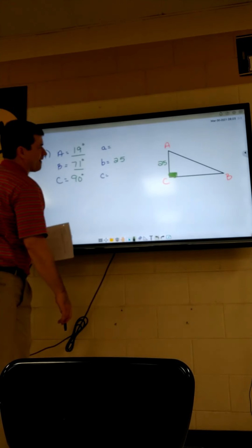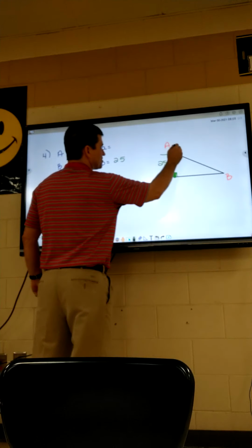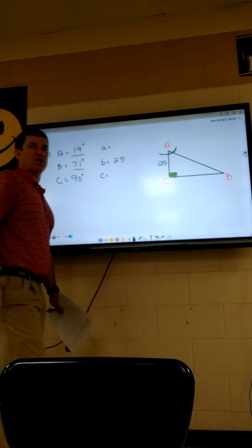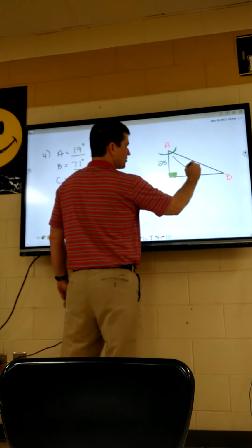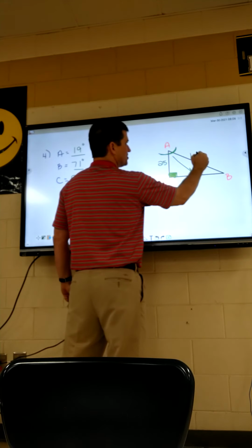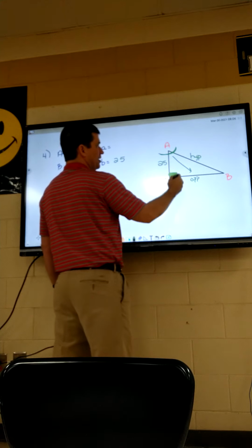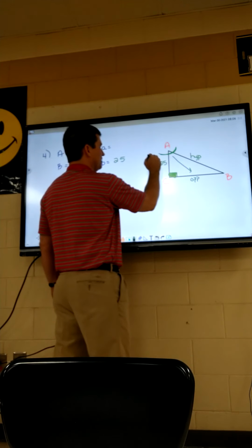All right, what's next? We're always going to start from angle A when you start trying to solve these. If I'm looking from angle A, the side across from it is my opposite side. This side is the hypotenuse. It's always across from the right angle. The other side that's left over, right beside angle A, is called your adjacent side.